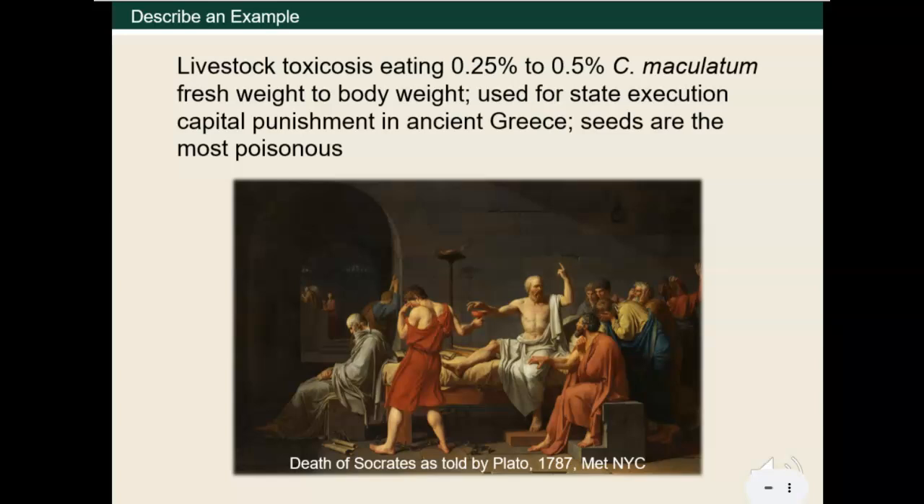Studies indicate toxicosis when a horse consumes about 0.25% in fresh weight of their body weight and about 0.5% in cattle. In a 1,000-pound animal, that's foraging on 2.5 to 5 pounds of plant material. If you have this weed in your pastures, spray it and get rid of it.